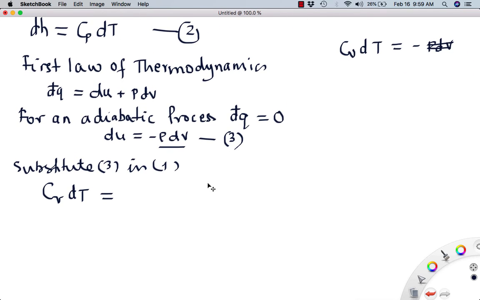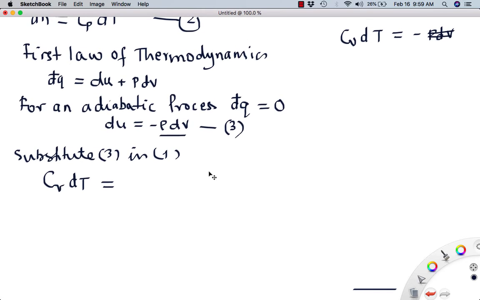So Cv dt is du. So that means Cv dt would be negative P dV. Okay. Let's call that equation 4.